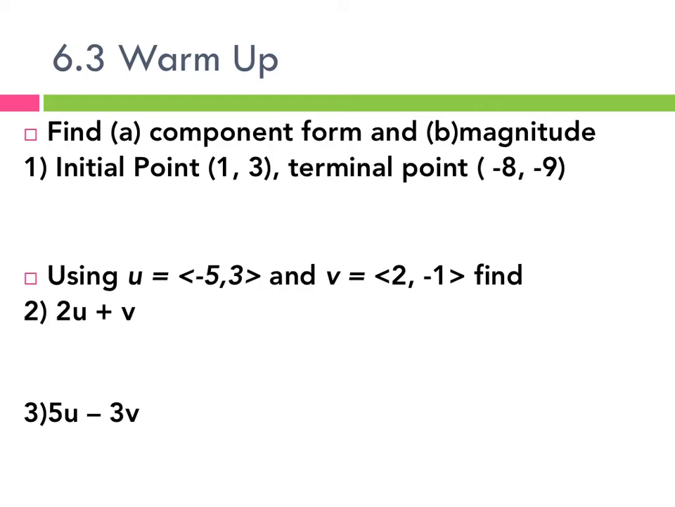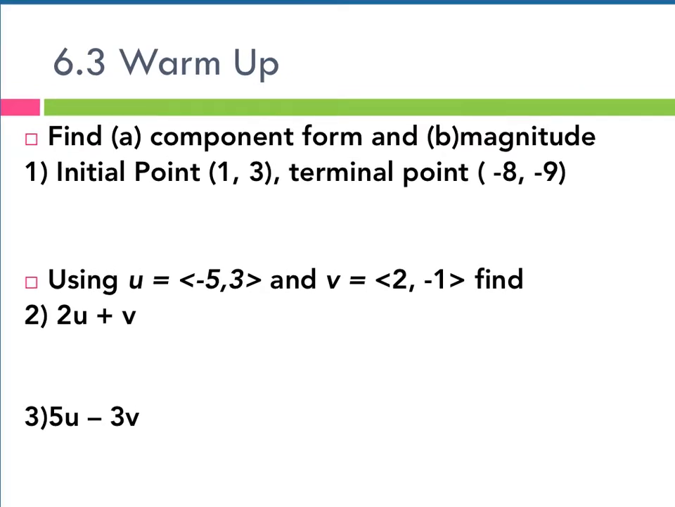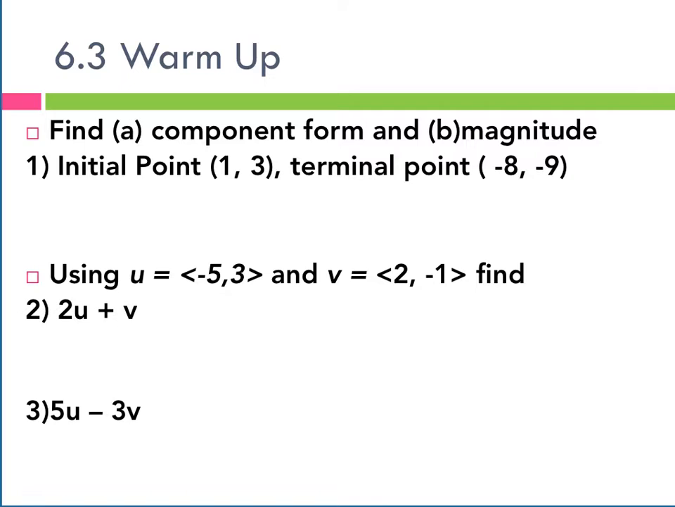So in 6.3, we talked about vectors. We talked about in the beginning, before I left, component form and magnitude of a vector. Component form, you're doing the terminal point x minus the initial point x, and then terminal point y minus initial point y. So on this one, it would be -8 minus 1, and then -9 minus 3. And you get -9, -12. So that's your component form.